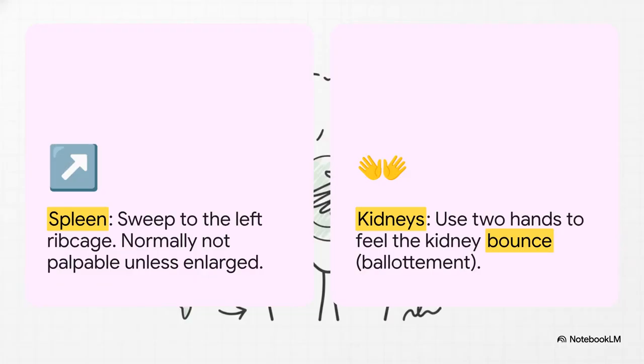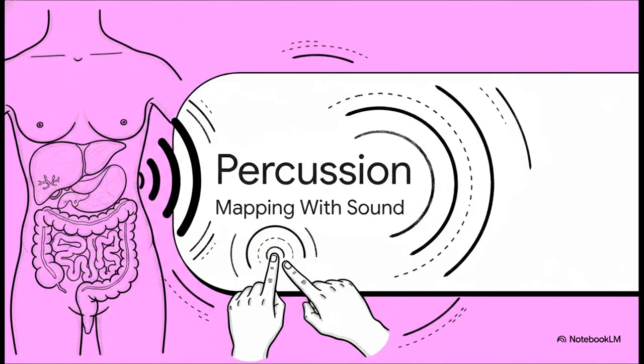Other hidden organs need totally different techniques. For the spleen, you sweep diagonally across the belly from the lower right all the way up toward the left rib cage. And keep in mind, a healthy spleen is normally not palpable at all. You only feel it if it's enlarged from disease. Kidneys require a two-handed bimanual trapping technique. You place one hand firmly behind the patient's back, one in front, and apply pressure to feel the kidney bounce back and forth between your hands. We call that ballottement.